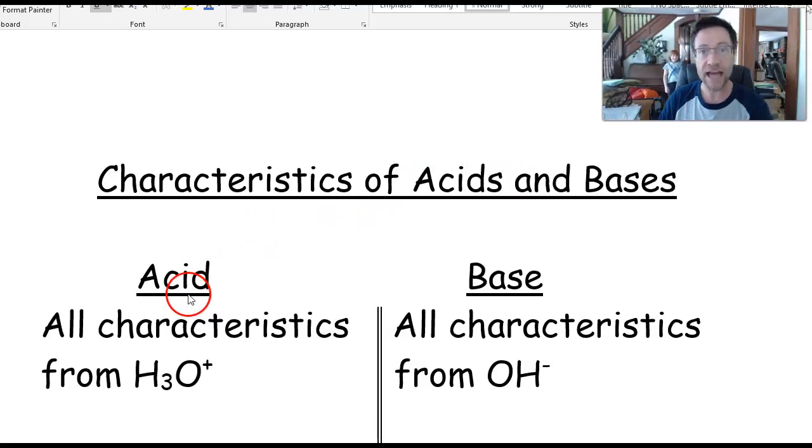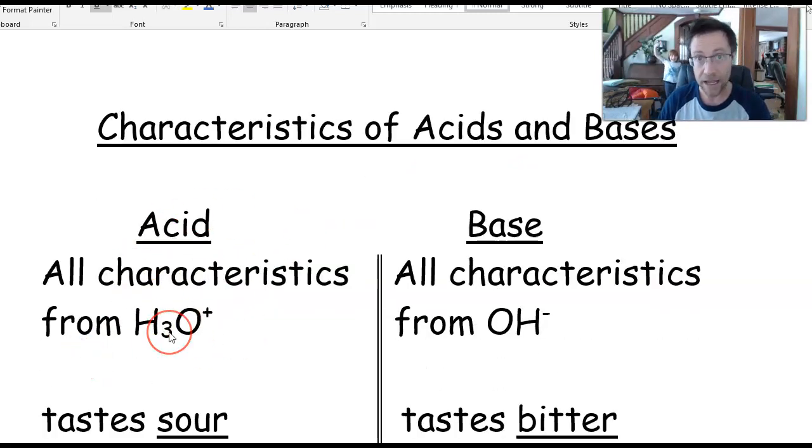All characteristics of an acid come from the hydronium ion, and all the characteristics of a base come from the hydroxide ion. That was kind of what I said earlier.